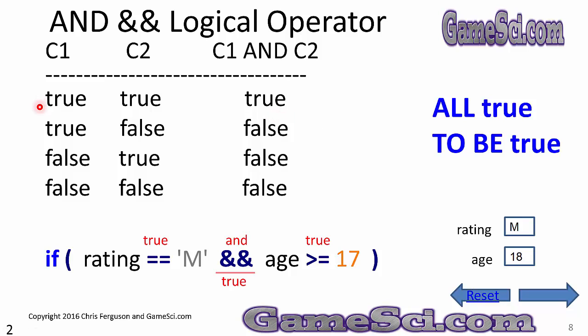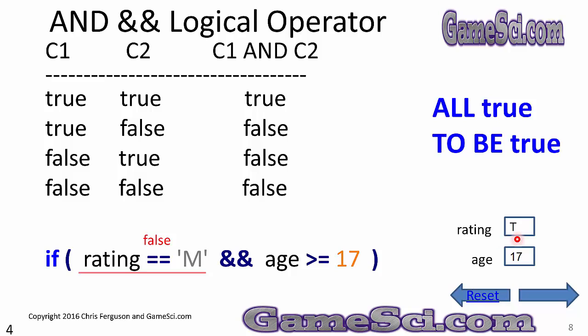This here is called a truth table. It goes through all possible inputs of true and false for the and logical operator and tells you what the output should be for those two inputs. Remember, all true to be true. The only time the and produces a true result is when all the inputs are true. Let's trace this again with different inputs for rating and age.